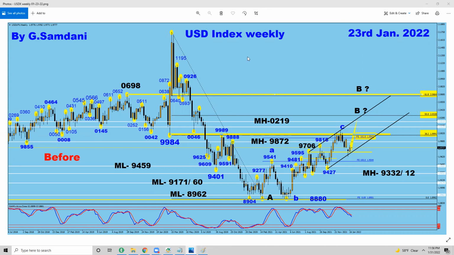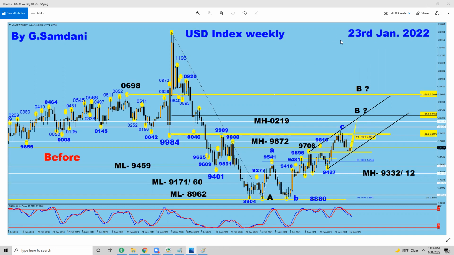So let's get it started. This is the US dollar index weekly chart I made on the 23rd, which was Sunday, 23rd January, last Sunday. I sent that to my subscribers, so this is what we're supposed to be expecting and then trade accordingly. On the 23rd, the idea was that the US dollar is going to bounce from here and then go towards these targets. If I'm right, then it will go there. If not, it will drop. I'm just trying to get the direction.